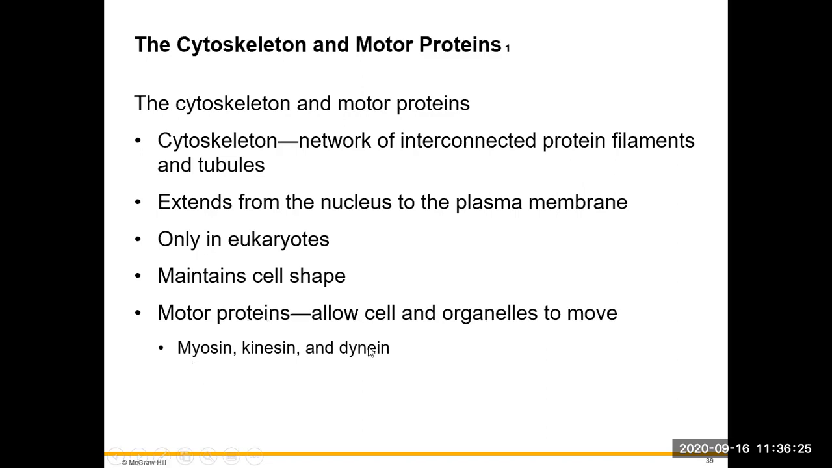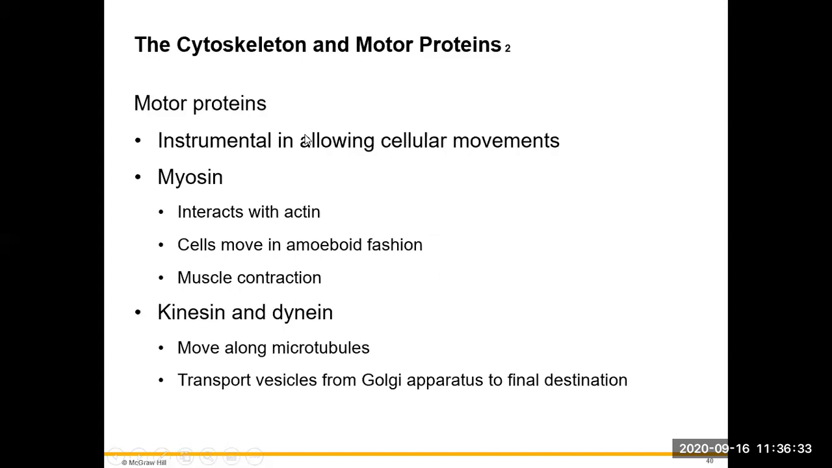These are the trains and buses of the cell. They allow the cell and organelles to move. We have the myosin, the kinesin, and the dynein. They are instrumental in allowing cellular movement. Myosin is really important in muscle contraction. I'm sure you will come across this protein when you talk about cardiac failure or heart disease, because it interacts with actin and it is at the center of all kinds of muscular contraction. And it allows cells to move in a mobile fashion, the way an amoeba moves.